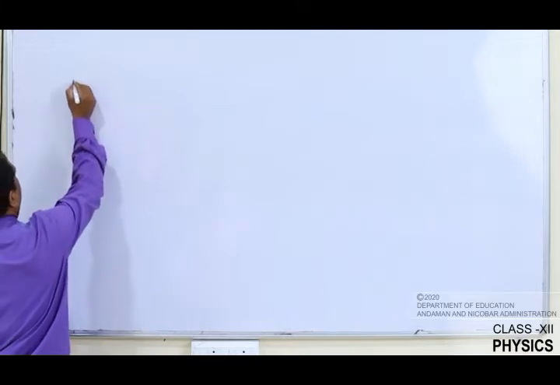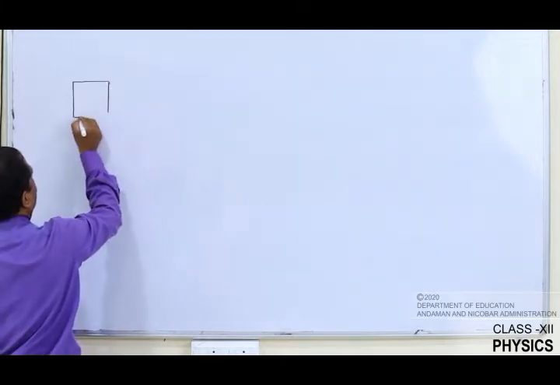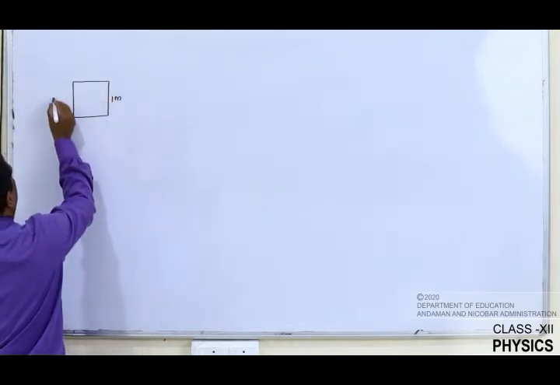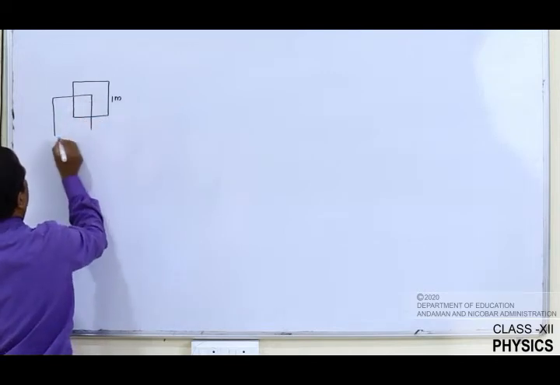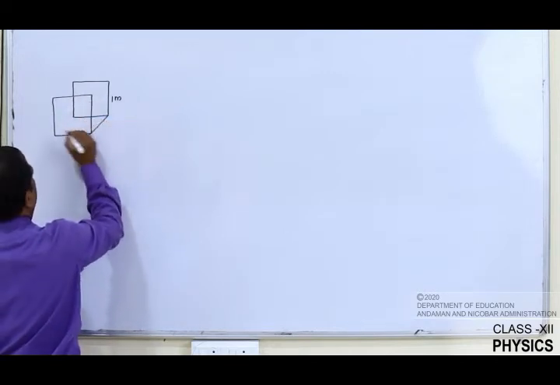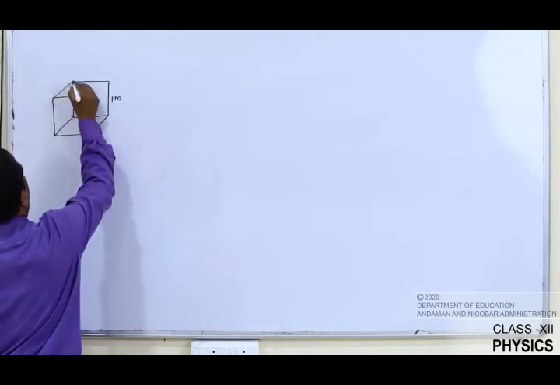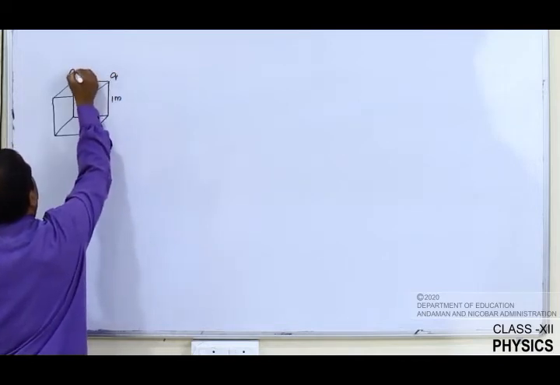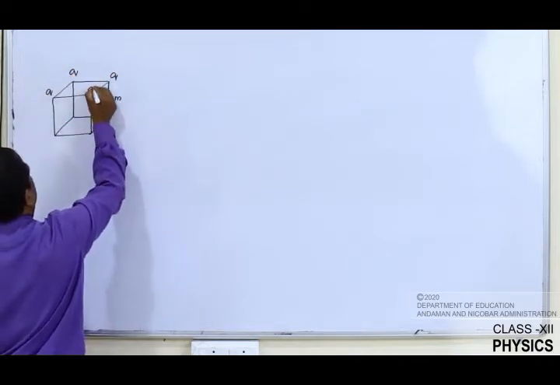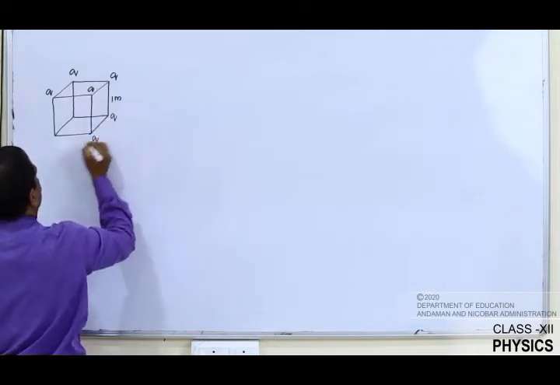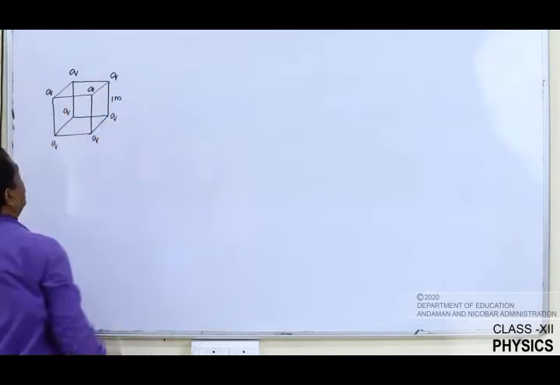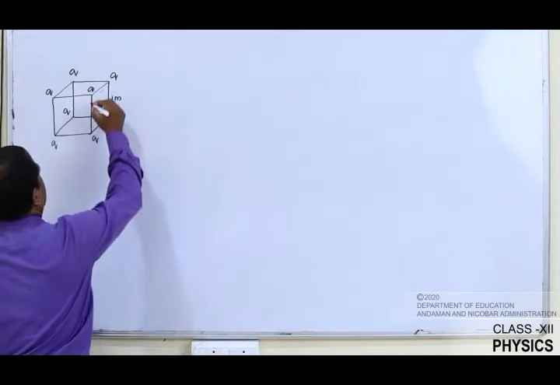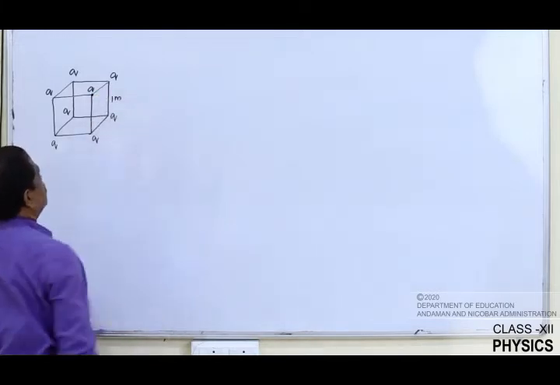Here let us suppose that we have a cube of side 1 meter, and I say that at each of the vertex charge q is placed, and I want to calculate what is the Coulomb force at any one of the charge. So let me say I want to find what is the force experienced by the charge placed at this vertex.